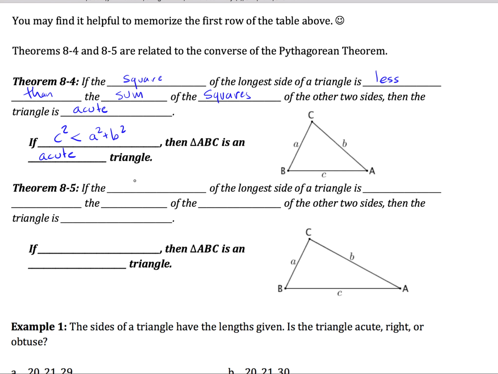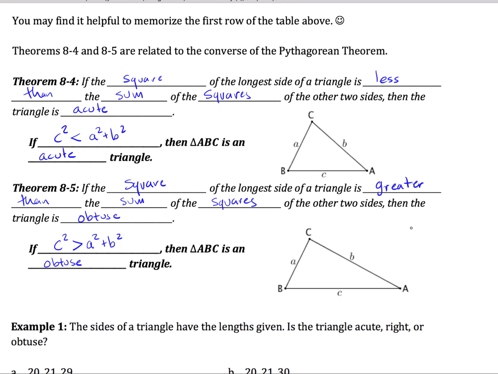So what it says is, if the square of the longest side of a triangle is greater than the sum of the squares of the other two sides, then the triangle is obtuse. So in other words, in a picture like this, where we have longest side of C and the other two sides are A and B, if we take C squared and it ends up being bigger than A squared plus B squared, then triangle ABC here would have to be an obtuse triangle.